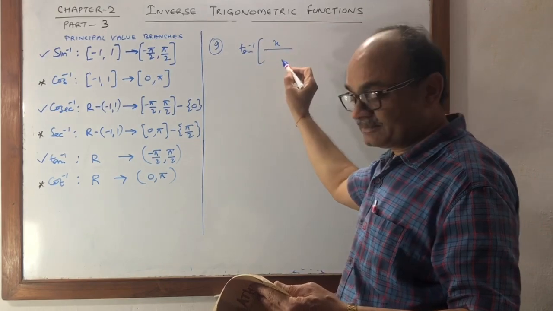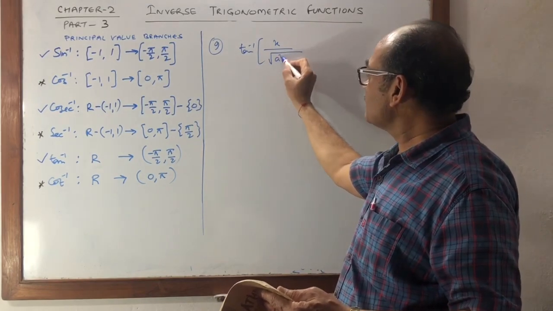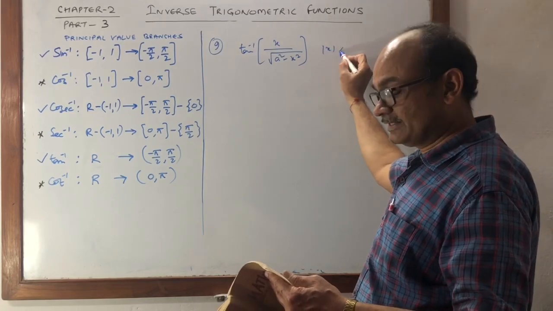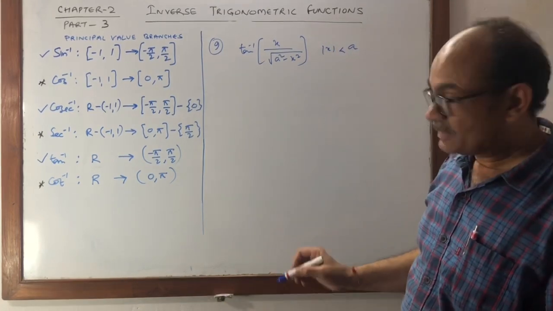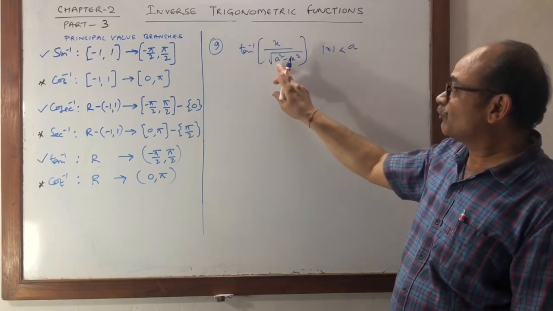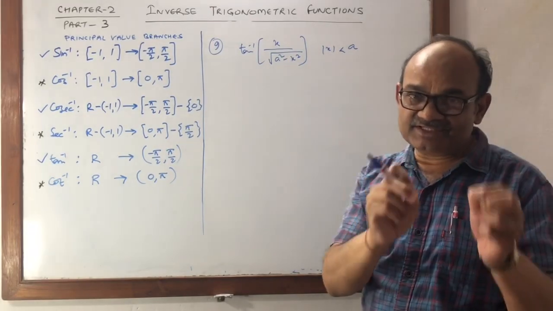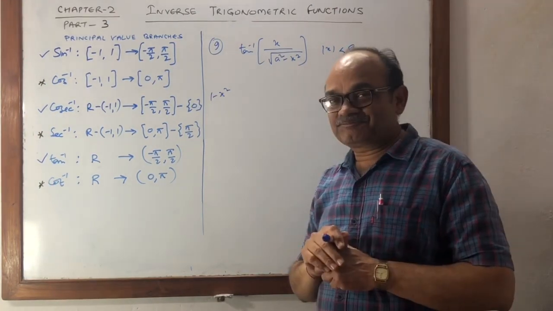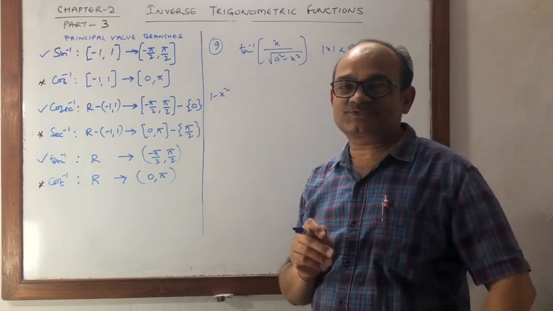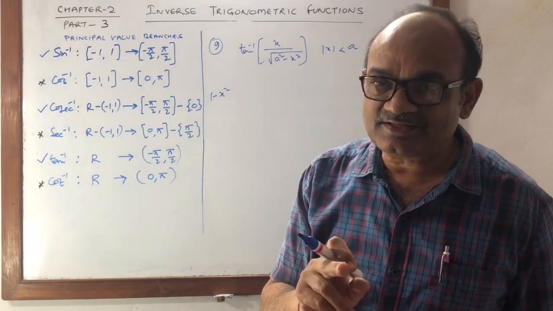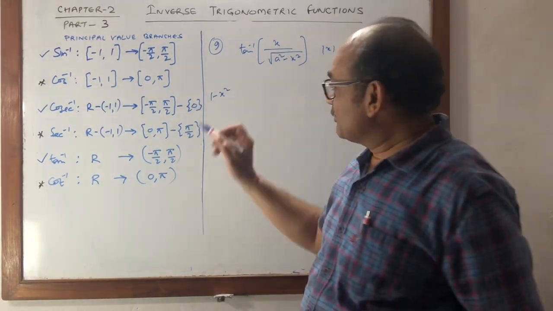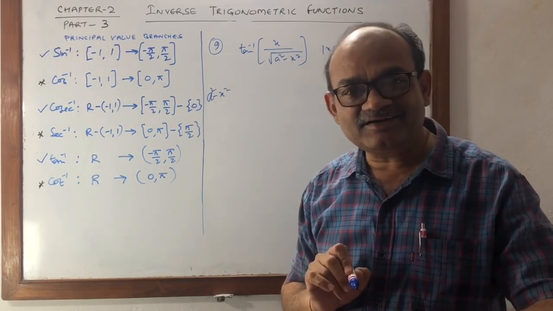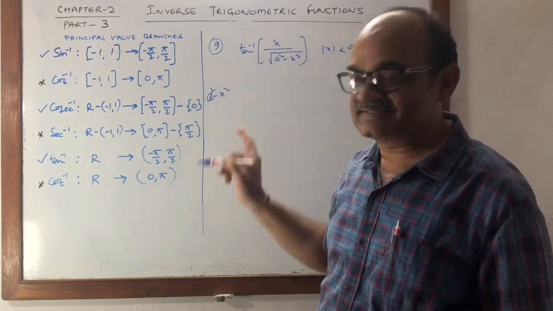x divided by square root of a square minus x square. This thing is extra now, where mod x is less than a. See what is the change? Here it is not 1 minus x square. Here it is a square minus x square. What we have completed: whenever it is 1 minus x square, you have to put either sin theta or cos theta. But whenever it is a square minus x square, then you have to put a sin theta or a cos theta. Why? The reason is here.